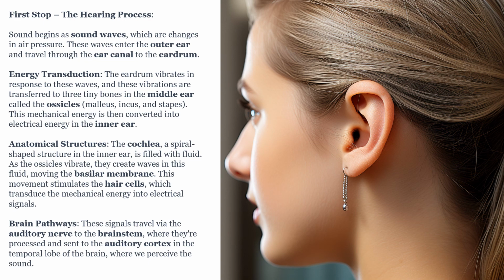The cochlea, a spiral-shaped structure in the inner ear, is filled with fluid. As the ossicles vibrate, they create waves in this fluid, moving the basilar membrane. This movement stimulates the hair cells. No, these are not actual hair cells, which transduce the mechanical energy into electrical signals. These signals travel via the auditory nerve to the brainstem, where they're processed and sent to the auditory cortex in the temporal lobe of the brain, where we perceive the sound.